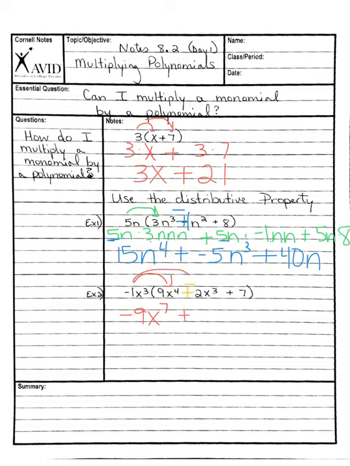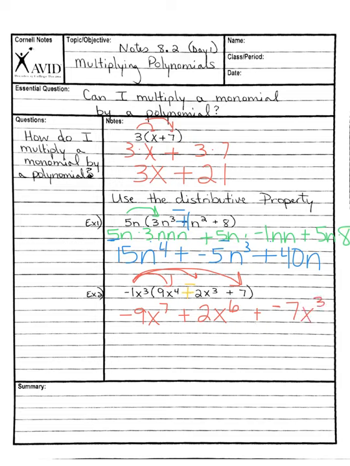Plus, and we have a negative 1 times a negative 2. Multiply those coefficients, so we have a positive 2. x3 is going to be x6. And we need to multiply our last term by negative 1x cubed times that 7. So negative 1 and 7 is going to give you a negative 7 and just x cubed.